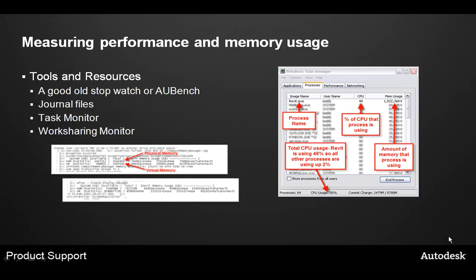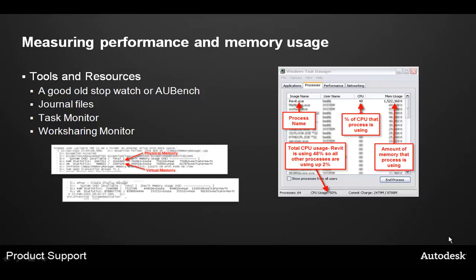It's important to understand how to measure performance and memory usage problems. For performance problems, a good tool is a great old stopwatch. A stopwatch can be used to compare the performance of a project and a default template. The default template being a blank environment with no families and no project loaded, versus the project environment, so you can see if the issue has to do with the model or Revit itself.